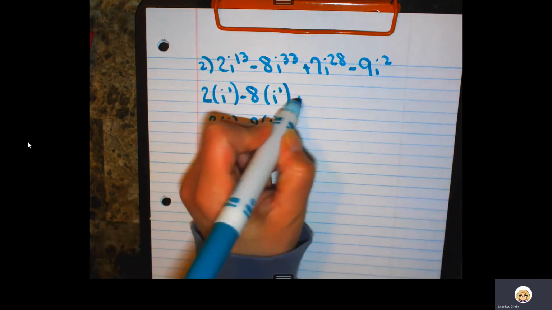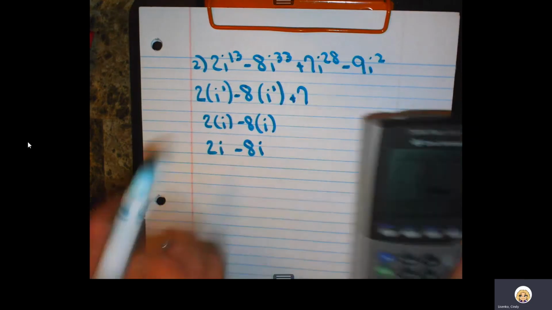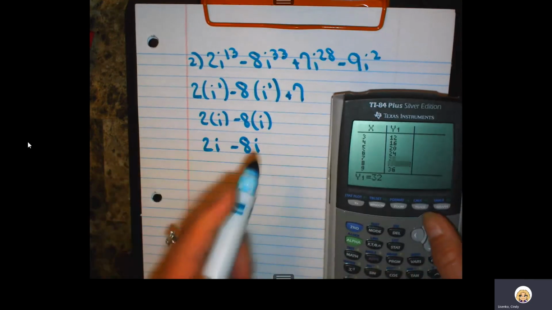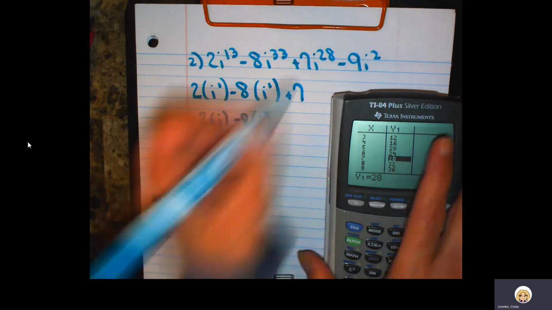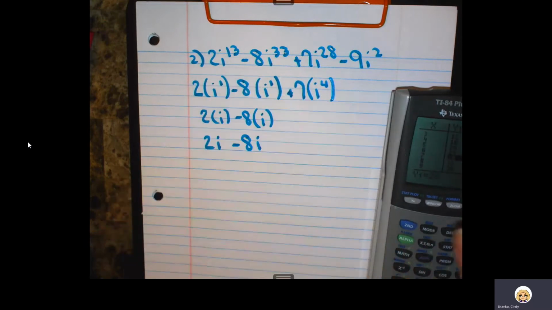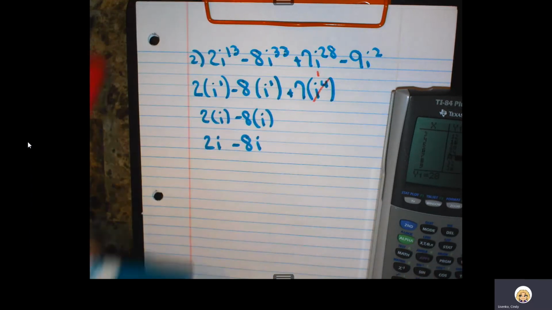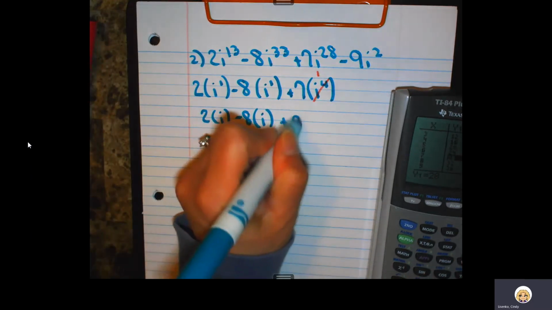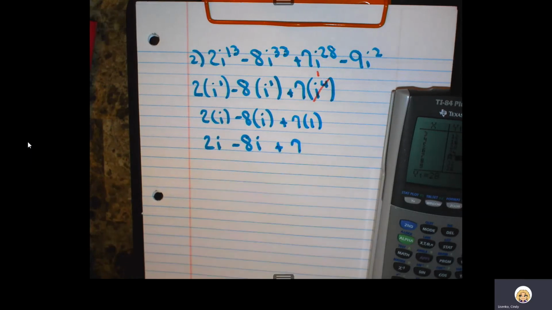I bring down the plus and the 7. This is i to the 28th, so I'm going to take out a multiple of 4. Well, if I look, 28's on my list. So that's the same as, you can write i to the 4th, or you can just write number 1, because i to the 4th just changes to 1. So if it is a multiple of 4, you can immediately change it to 1. So we have 7 times 1, which is 7. So I'm going to bring down the plus 7. There's no i anymore in that expression.